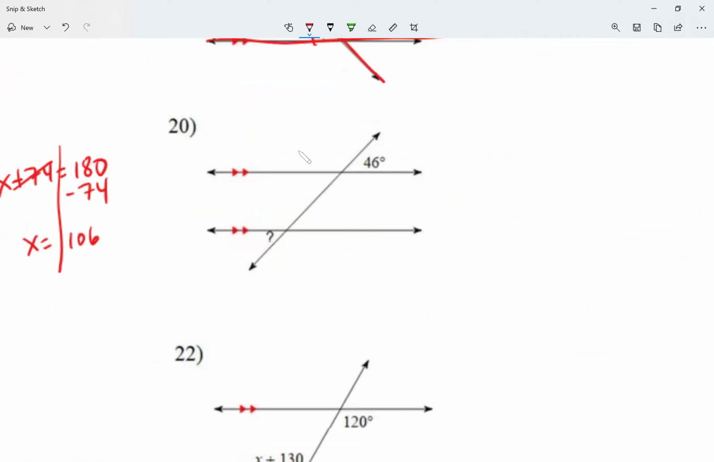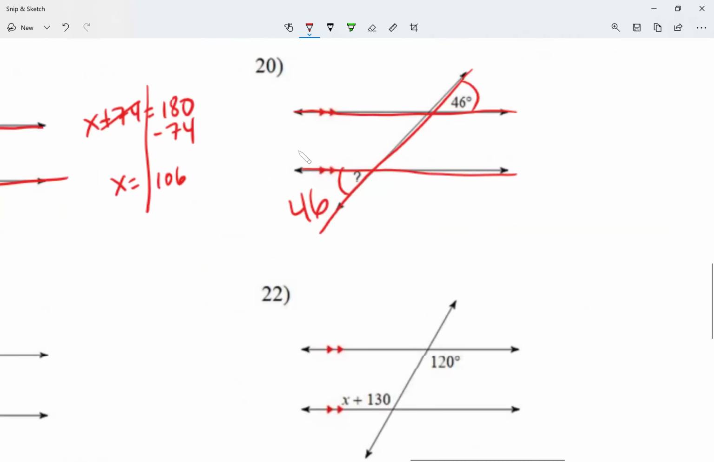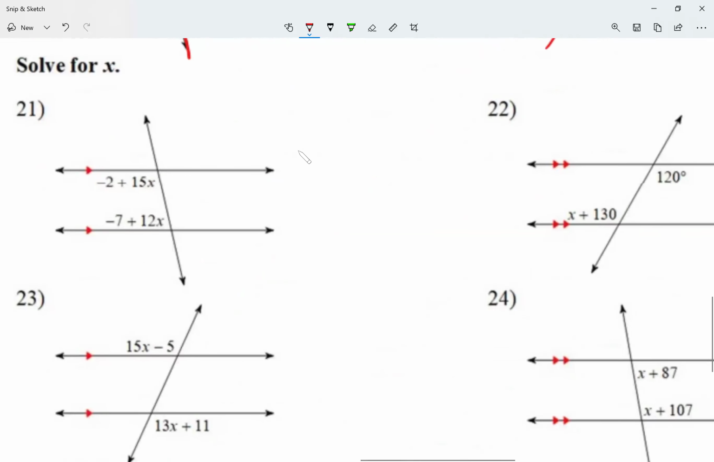Now looking at number 20, what's that? Well, I see my parallel lines. I see my transversal. I see these two angles are alternate exterior. And remember I said alternate interior or alternate exterior, the angles are congruent. So that means the angles are the same. If one of them is 46, then the other angle is also 46. Same idea, we're going to deal with questions 21 through 24, but here we're solving for x. So there's an x involved. We're going to have to do some algebra. We have to solve for the value of x. My answer would just be the number, the value of x.